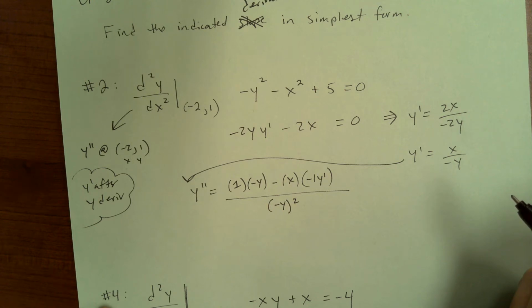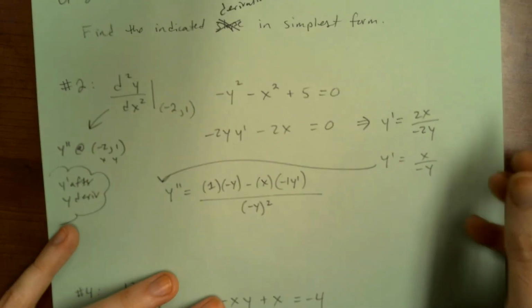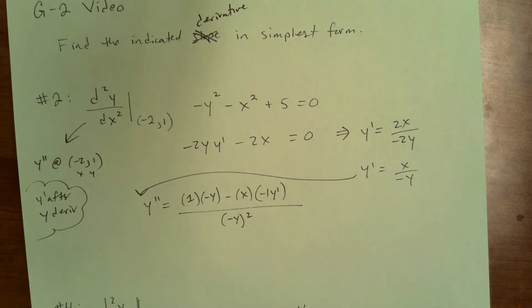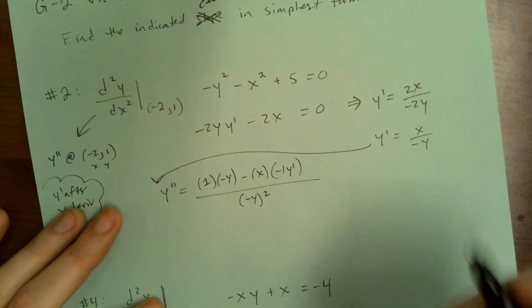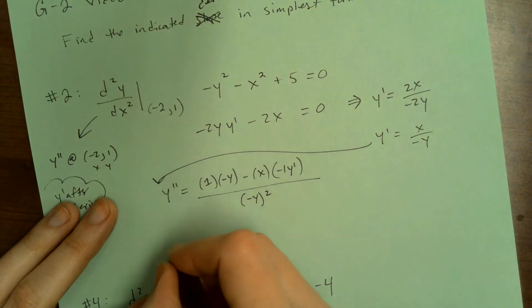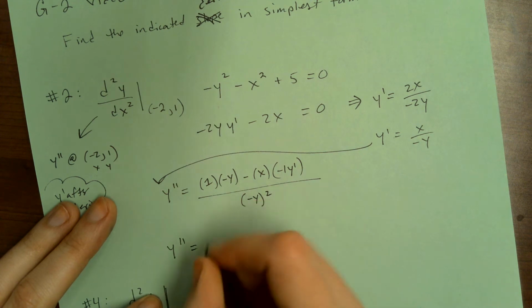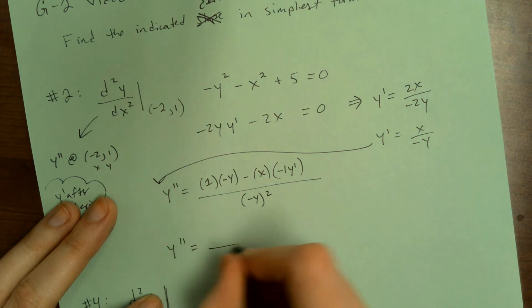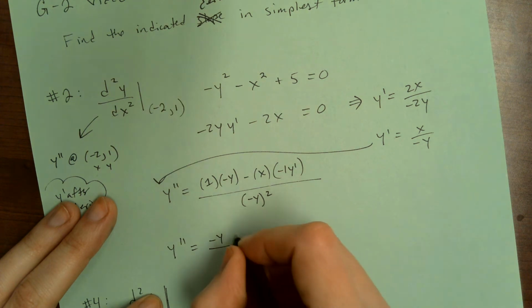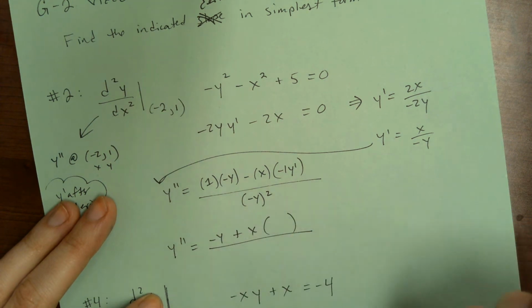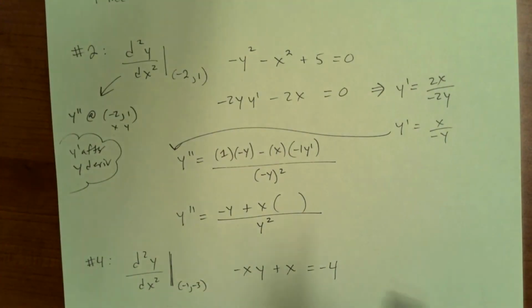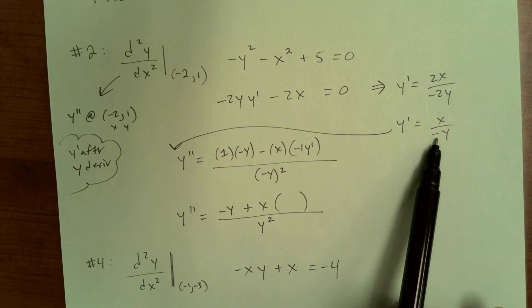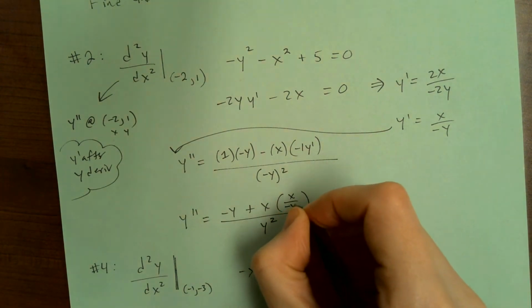Actually, maybe you'll like that better. I didn't do this last year, but let's try this. No, let me not do that. All right, let me just do this. So we've got that y double prime is -y plus x, and then that's just y squared. Now in for y prime, I could put that x over -y.